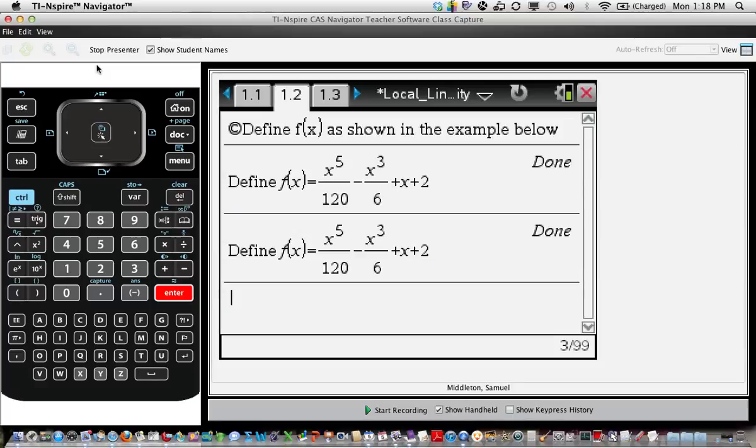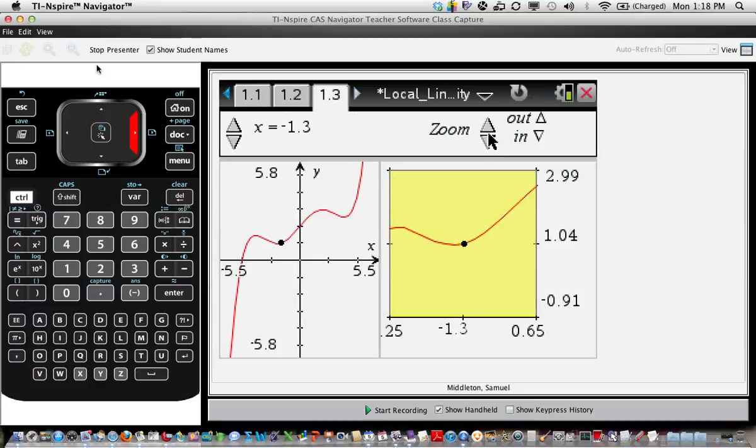Okay, go to the next page, and we should see a graph of that. Okay, there it is. Now in the yellow, we've zoomed in. So we're right there at about negative 1.3 on our x. Now, what I want you to do is go here on these little triangles and click the bottom one, and everybody do this, and we're going to zoom in. And we're just going to keep zooming in.